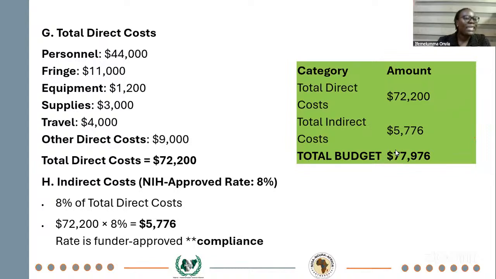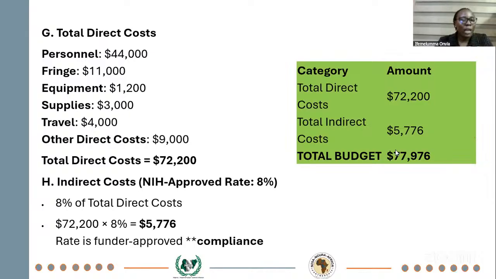Then we now have our indirect costs. We are using the NIH approved rate of 8% for the purpose of this study. Your funding opportunity announcement will tell you the rates to use. Some institutions have negotiated rates, but they have documentation to prove that. So the indirect cost here is 8% of that 72,200. If you look at the comment here, you'll see that the rate is funder approved, so you are compliant by using that 8%.